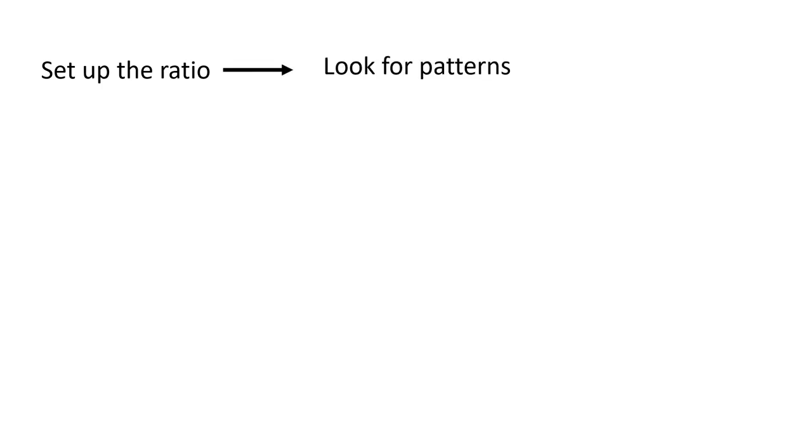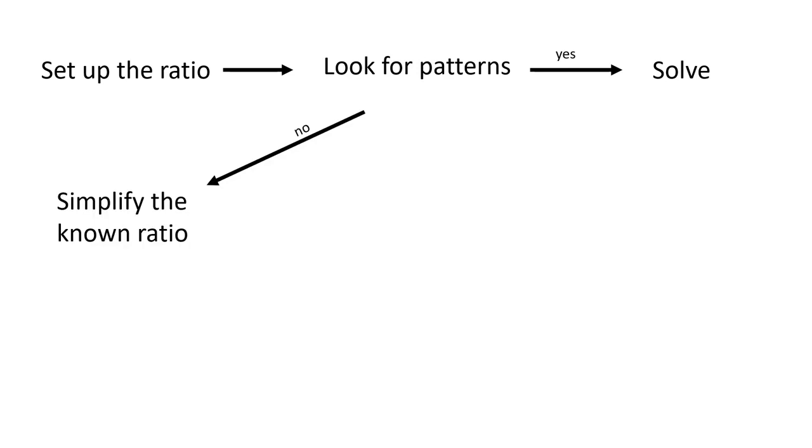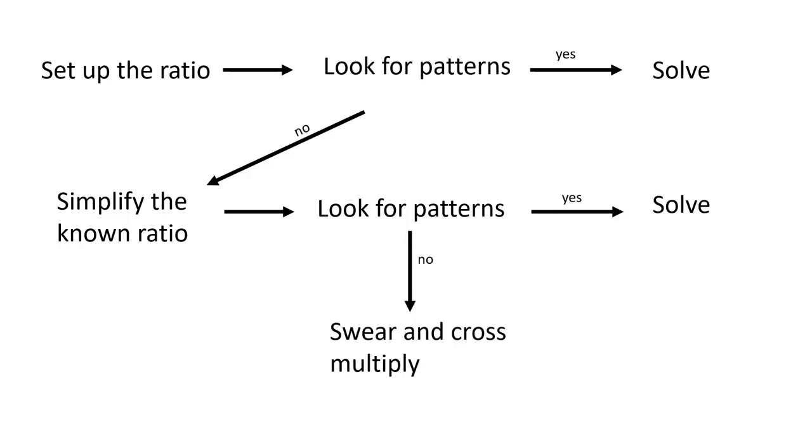Let's review the steps. First, we set up the ratio with the known quantities on one side and the unknown on the other. Then we look for patterns. If we find one, we can solve the problem right away. If not, we can simplify the ratio, if possible, and look for patterns again. If we find one, we solve the problem. If we can't, we have to go back to the cross-multiplying method.